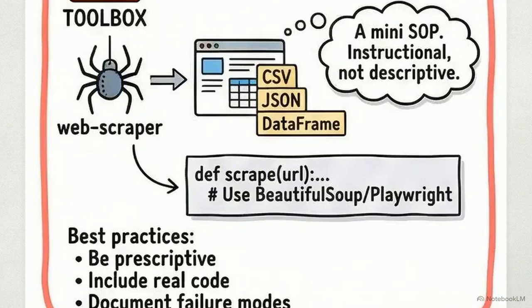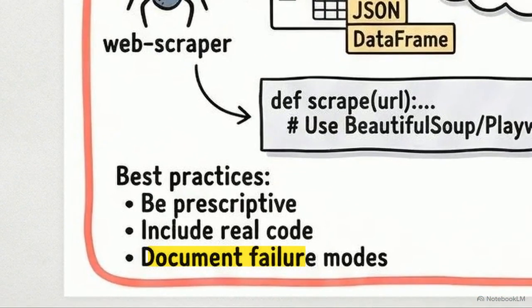Here, you write a mini standard operating procedure. Embed real Python libraries and code logic directly, so the agent doesn't guess how to format requests. You also explicitly write out failure modes. When an API errors, the agent reads this to know exactly how to recover.